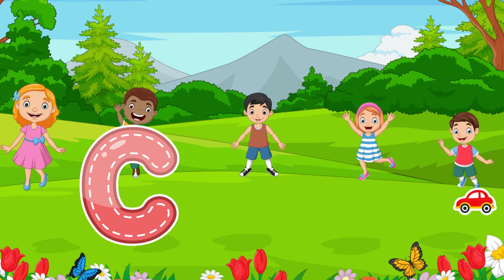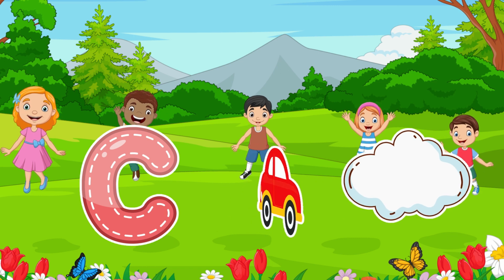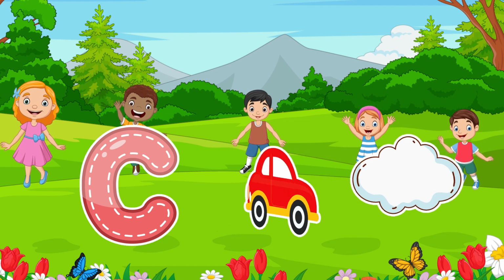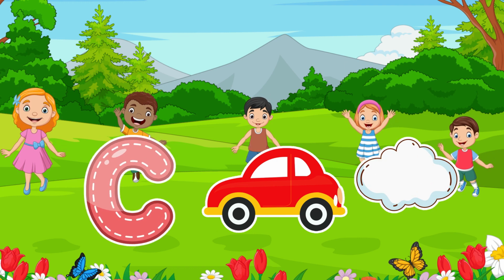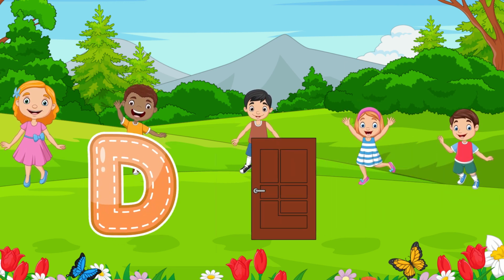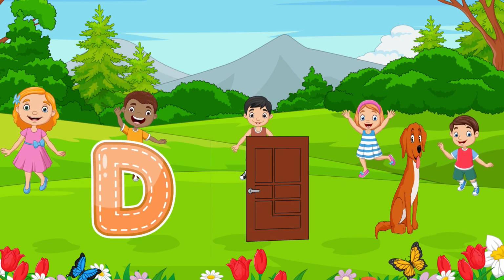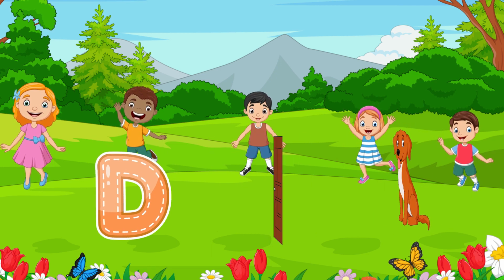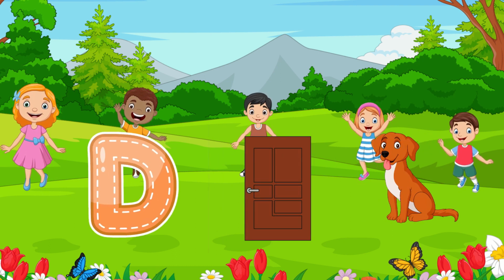C is for car, c, c, car. C is for cloud, c, c, cloud. C is for c, c, c, c, cloud. C is for c, c, c, c, car. D is for door, d, d, door. D is for dog, d, d, dog. D is for d, d, d, d, door. D is for d, d, d, d, dog.